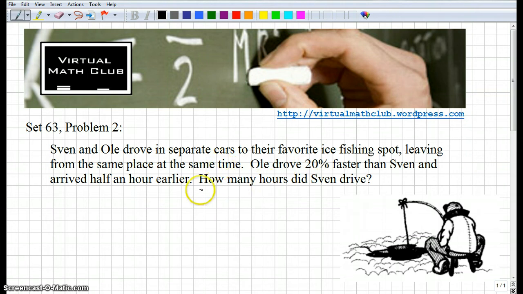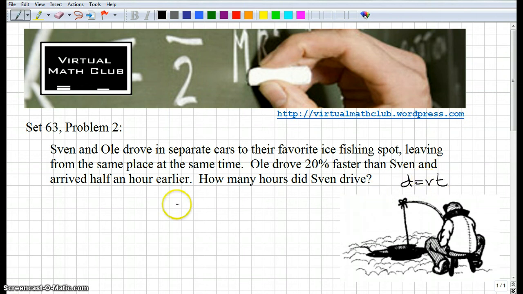Alright, well, let's turn these words into mathematical equations. First thing, this is all about distance, rate, and time. And we're going to assume that their rate is constant, that both Sven and Ole are driving at a constant speed. They aren't starting out at 10 miles an hour and gradually getting up to 50 miles an hour. They're driving at a constant speed, or at least we're working with their average speed. So distance equals rate times time. We're going to assume that holds.